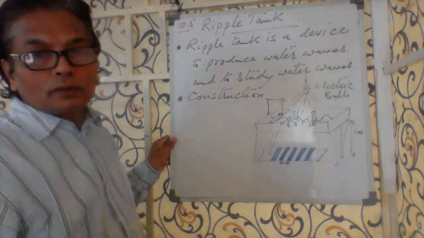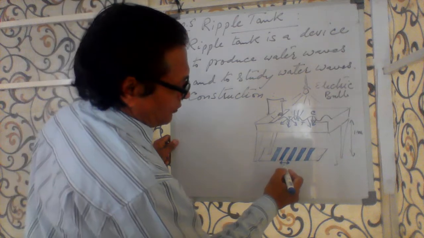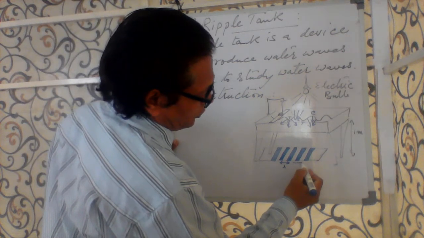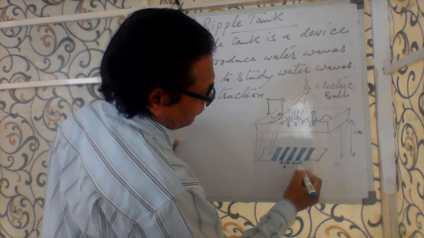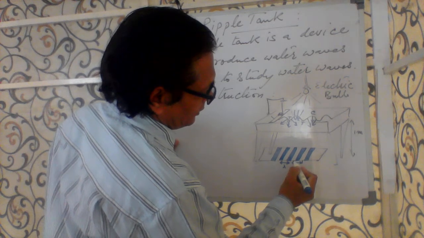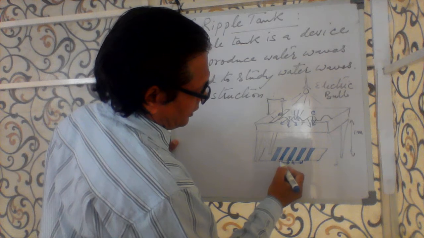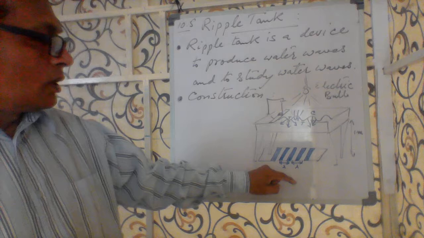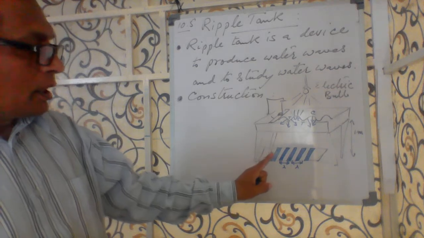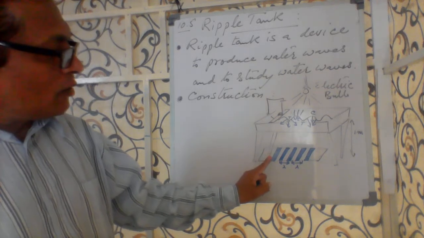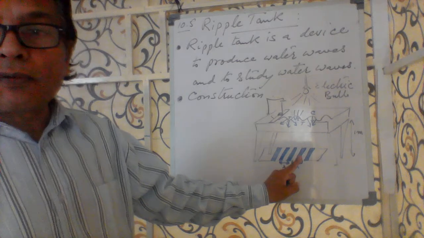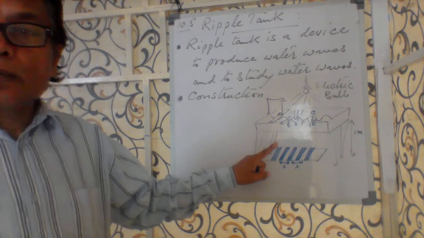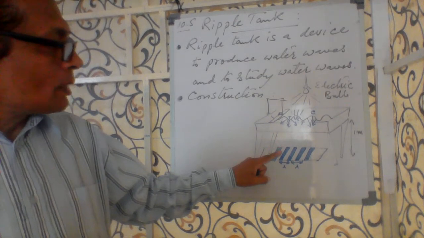The distance between two dark fringes is the wavelength, or we can say the distance between two bright fringes is known as lambda, wavelength. We will note the time, that in how much time these fringes move in the forward direction, and then we can calculate the velocity of these waves.